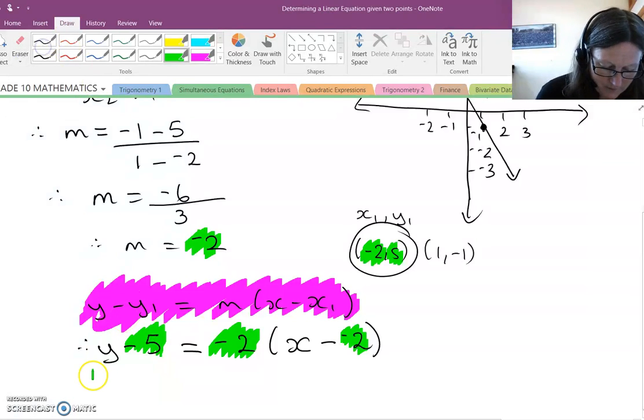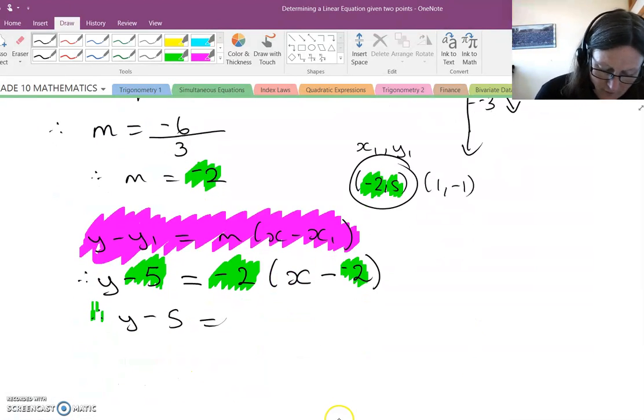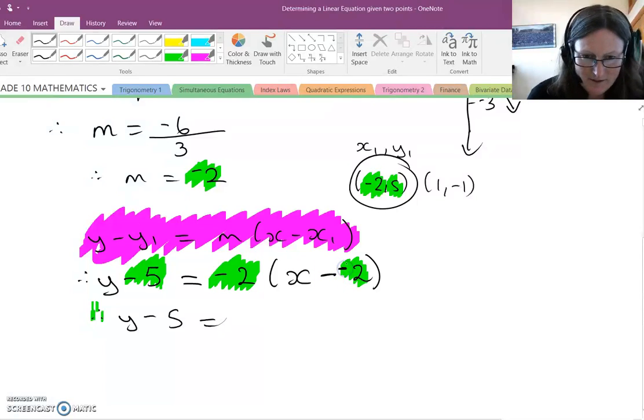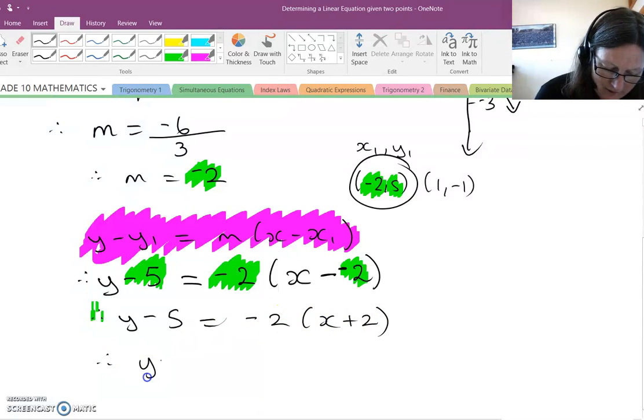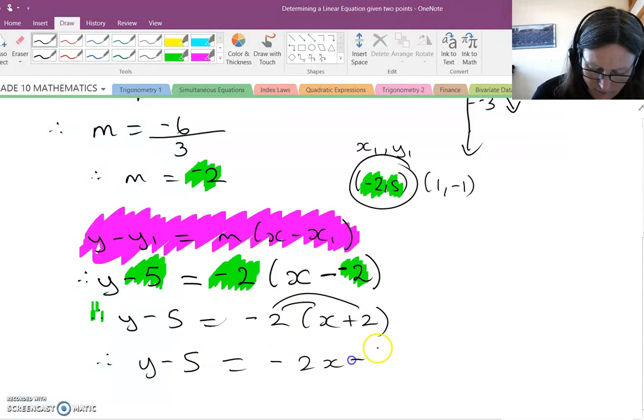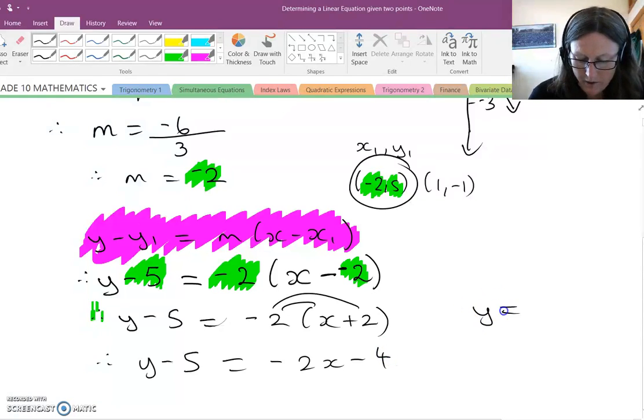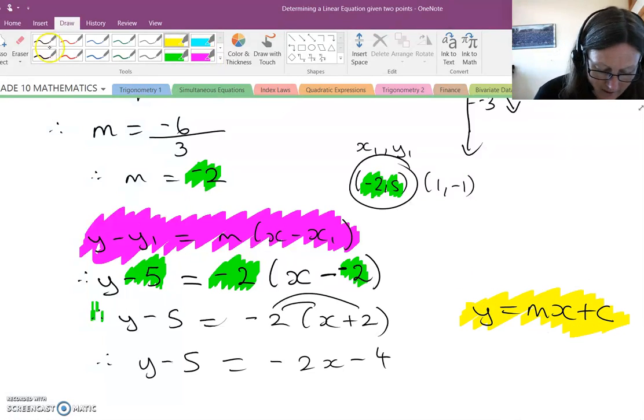Now what we do is we expand our brackets. So when I'm subtracting a negative, that's the same as adding. So before I expand my brackets, I'll change that to adding 2. Now expand my brackets, -2x, subtract 4. Remembering, when I write the equation of a straight line, I want it in this form. So my aim is to get this equation in that form.